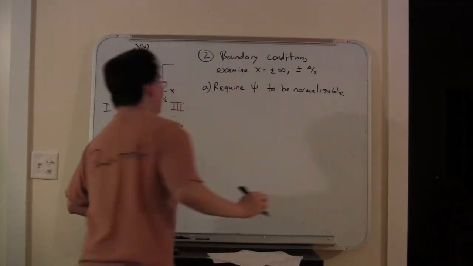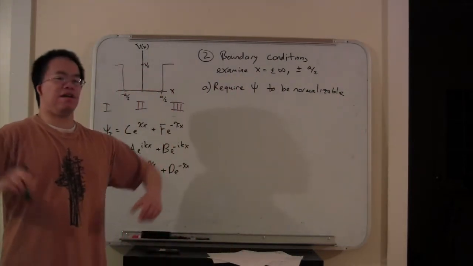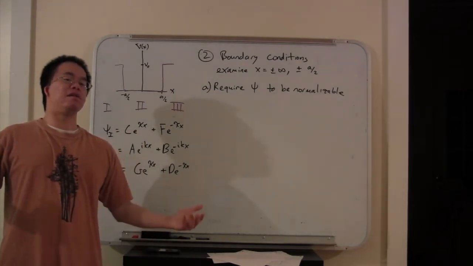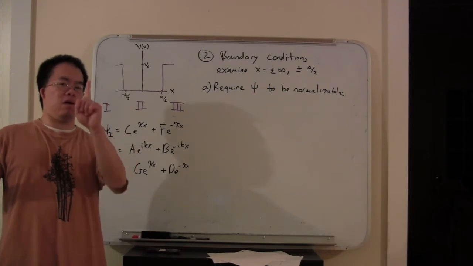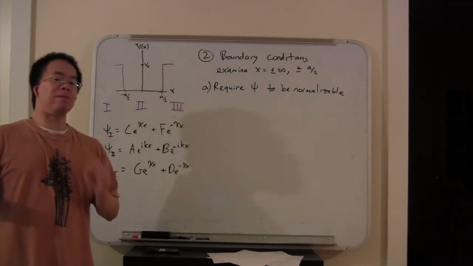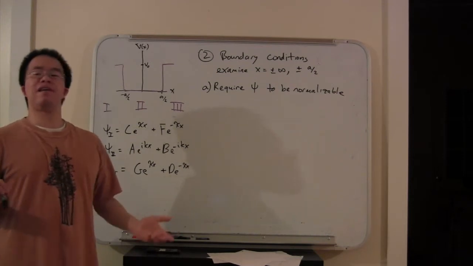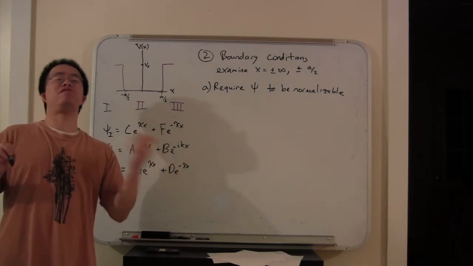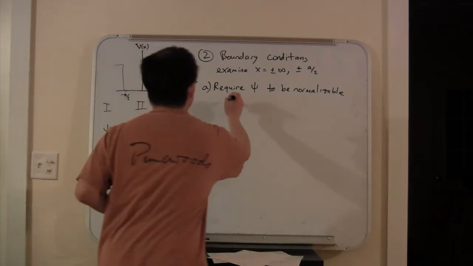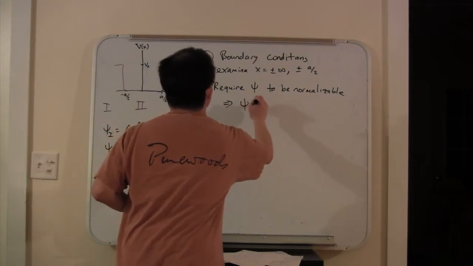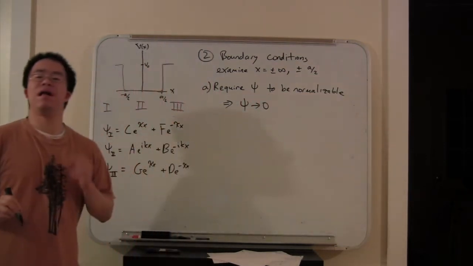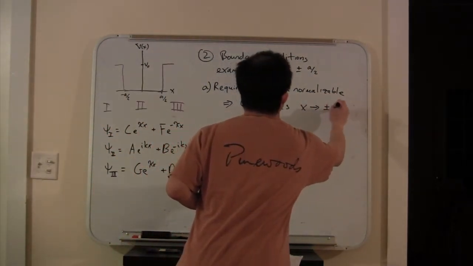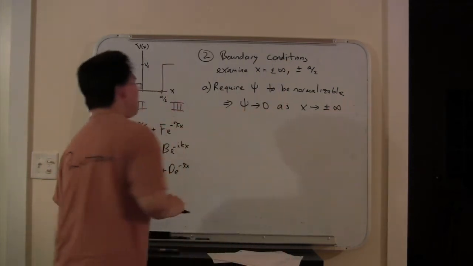Right. So normalizability means that if I take my probability density psi star psi and I integrate it over all of space, I get 1. That will not be possible if my wave function blows up as we approach either plus or minus infinity. So this means that psi must go to 0 as x approaches either plus or minus infinity.